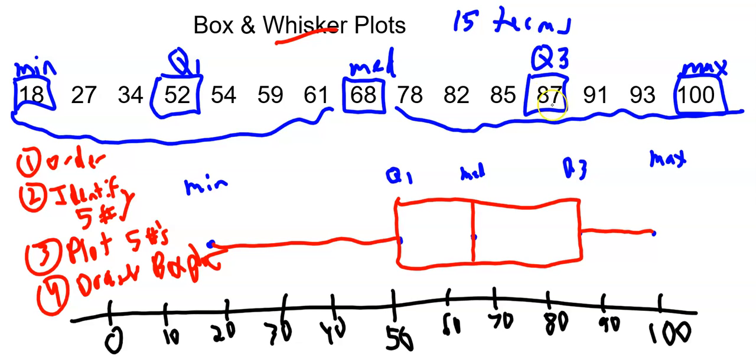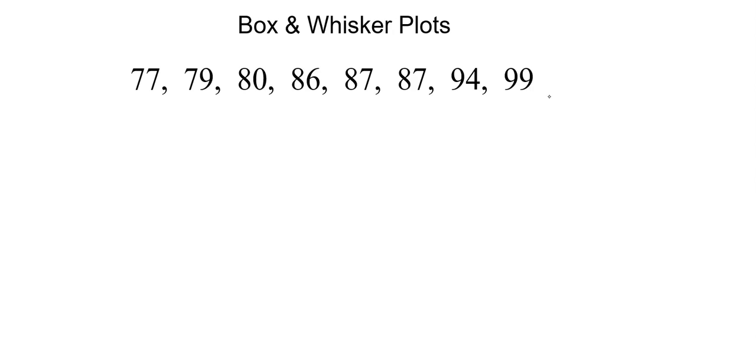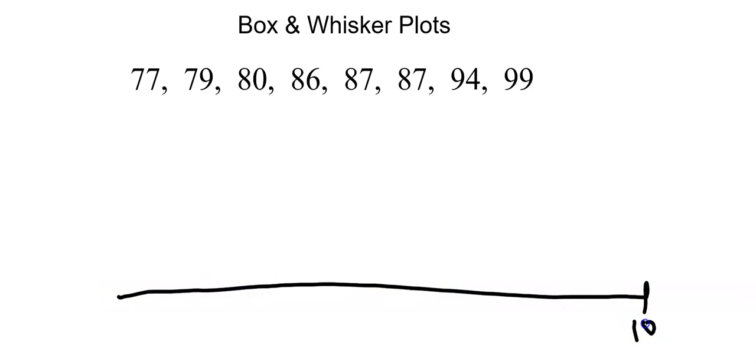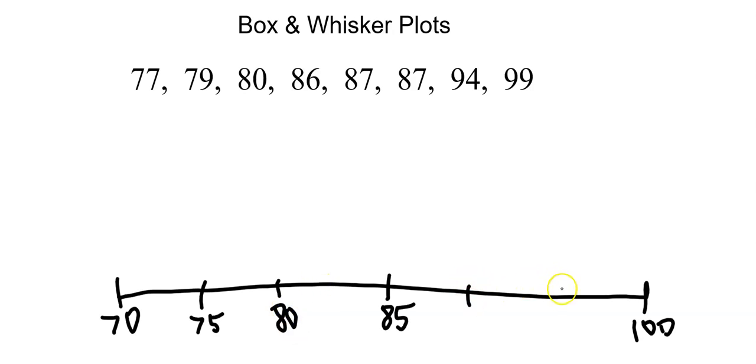And so the biggest thing, again, Q3 is like the median of the top half of the data. Q1 is the median of the bottom half of the data. Let's try this again. This time, maybe not going to go all the way from 0. I'll go up to 100 for sure. Let's make this like 70. So in the middle would be 85, I guess. So 75, 80. I'm just trying to do a pretty good scale. It's hard to do exact, but 90, 95.